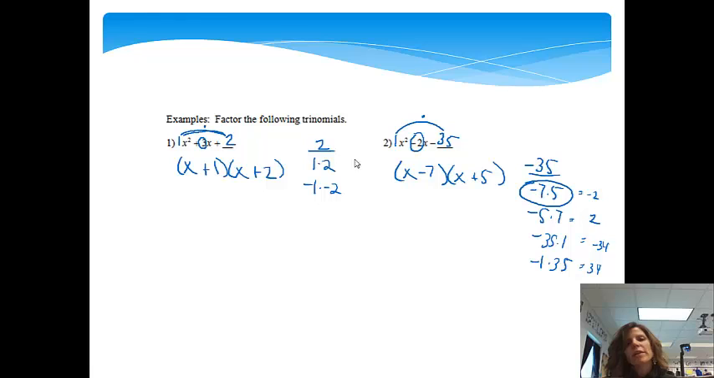And again, one nice thing about these problems is you can multiply it back out. You can use your rectangle or whatever method you do. You can multiply it back out and make sure you get what you started with.